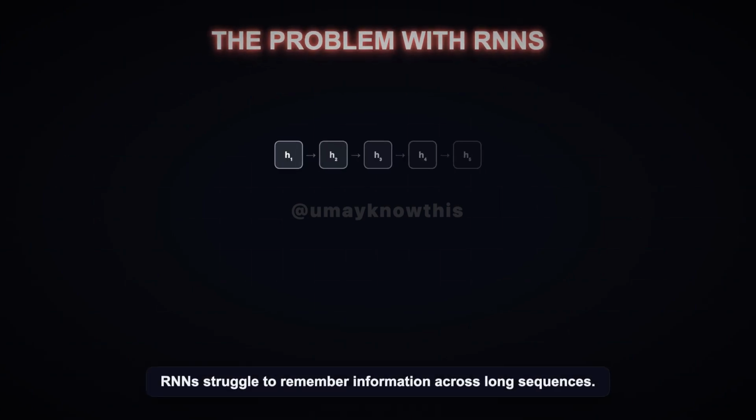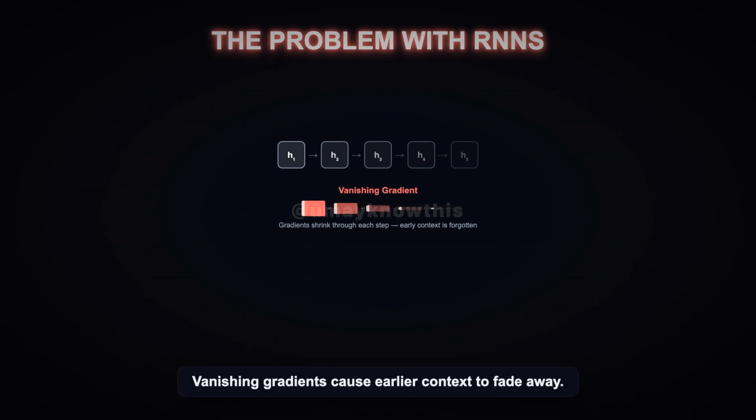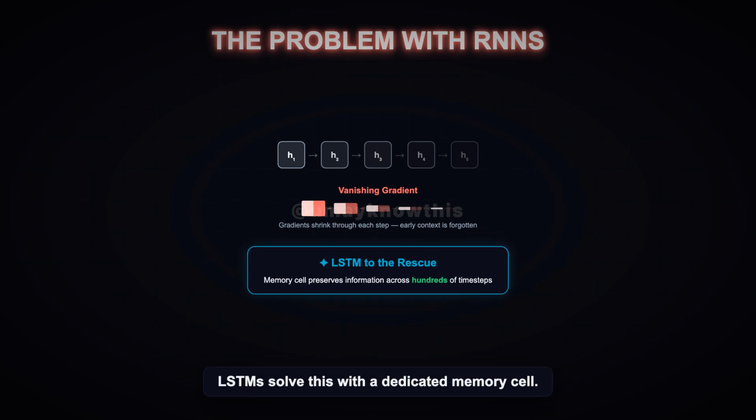Recurrent neural networks are great at handling sequential data. But they have a critical flaw, the vanishing gradient problem. When sequences get long, gradients shrink to nearly zero during backpropagation. The network simply forgets what happened many steps ago.